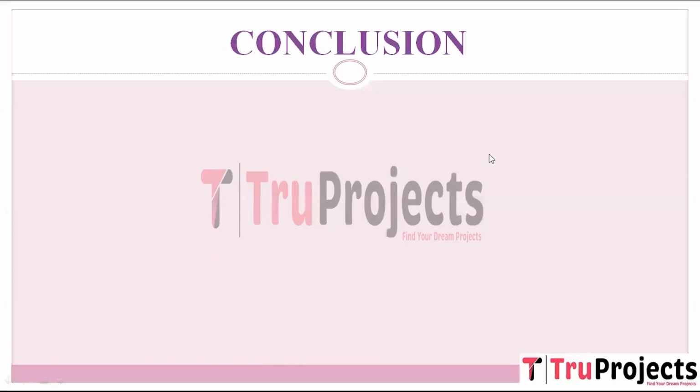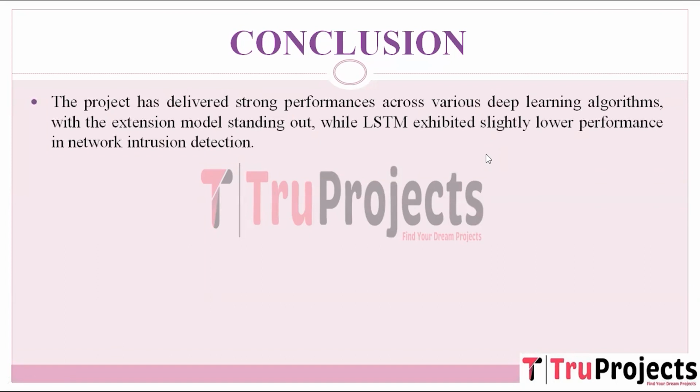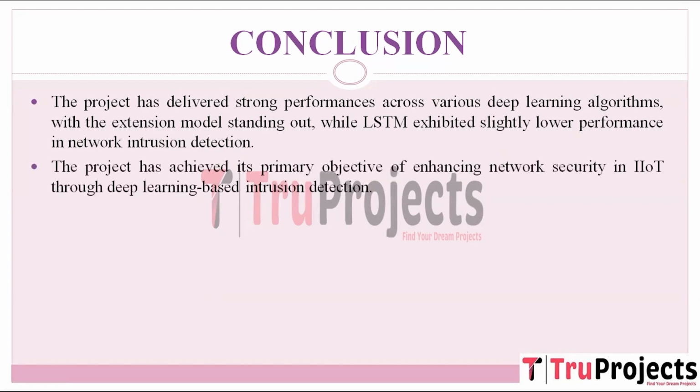The conclusion here is the project achieved impressive results with various deep learning algorithms. Notably, the extension model stood out for its exceptional performance, demonstrating the effectiveness of combining multiple algorithms. LSTM exhibited slightly lower performance when compared to other models. The primary goal of the project, which was to enhance network security within the industrial Internet of Things through deep learning based intrusion detection, was successfully accomplished. The models' strong performance underscores their ability to bolster cybersecurity measures in industrial Internet of Things environments.